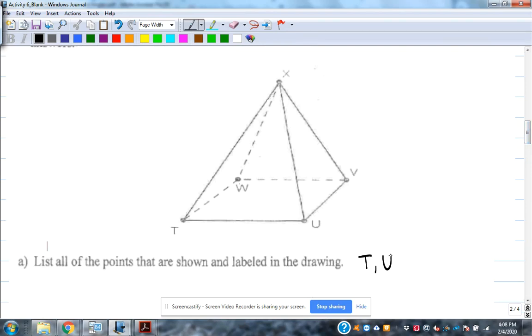T, U, and V, and my brain wants to go in alphabetical order, but it really doesn't matter. T, U, V, and then W, and then X. But it doesn't matter what order you list those in. Those points are what's in this picture. What are they called? No. Points can't be segments. Points make segments. But what are those points in the picture?